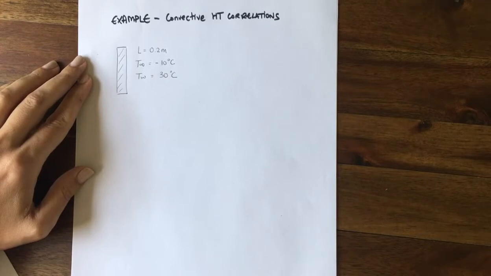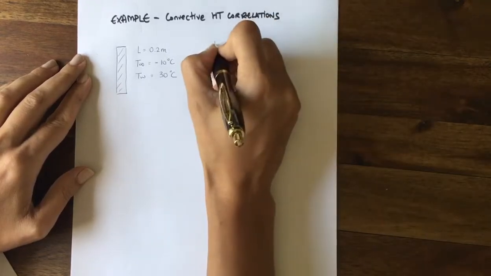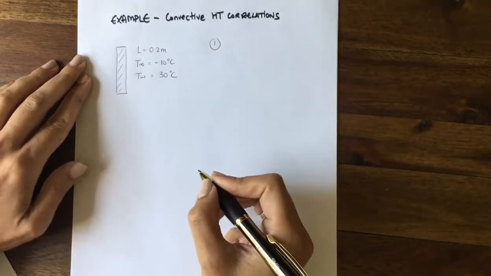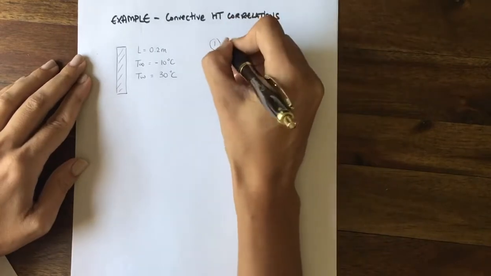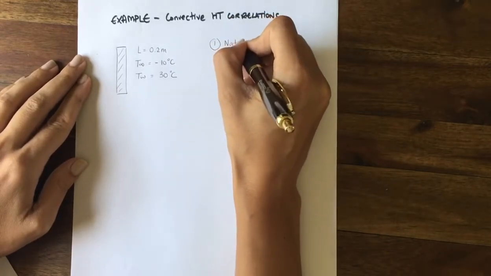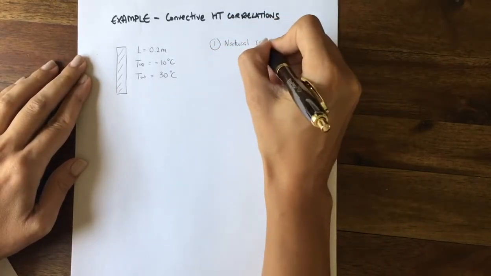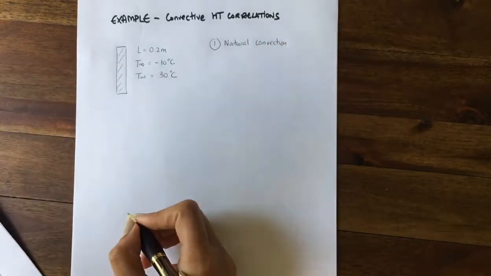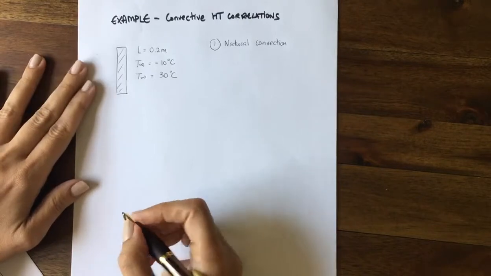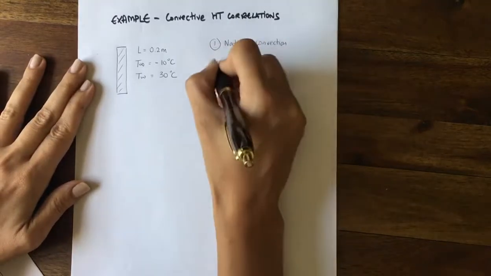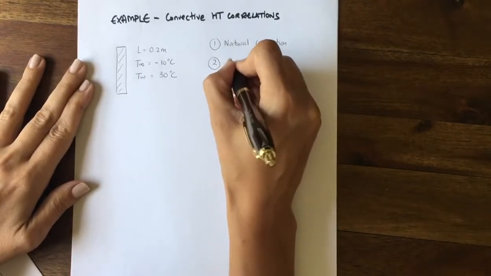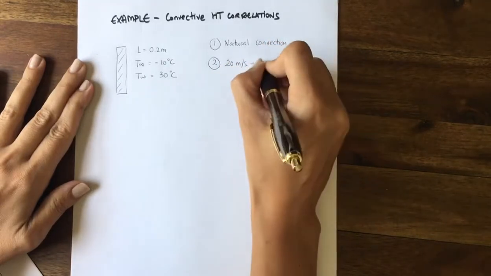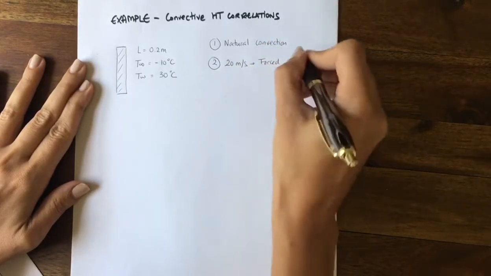Please select the equation to calculate the convective coefficient under two different conditions. One, when the air is stagnant, that means that it's a natural convection. And the second case, when the air has a velocity of 20 meters per second, so that's a forced convection.